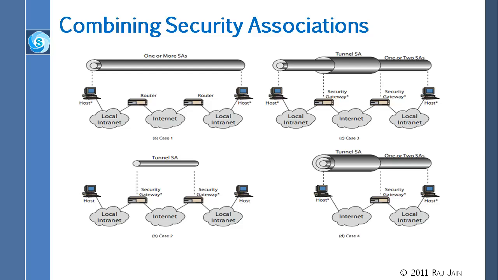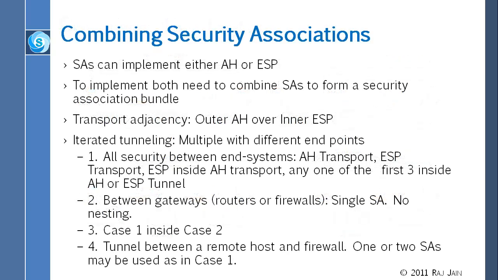Case 3 is this one, where you have nesting. Case 3 is 1 inside 2. Case 1 end to end inside case 2 between the gateways. So that is case 3. You have gateways as well as end to end. Case 4 is tunnel between a remote host and firewall. 1 or 2 SAs may be used as in case 1.